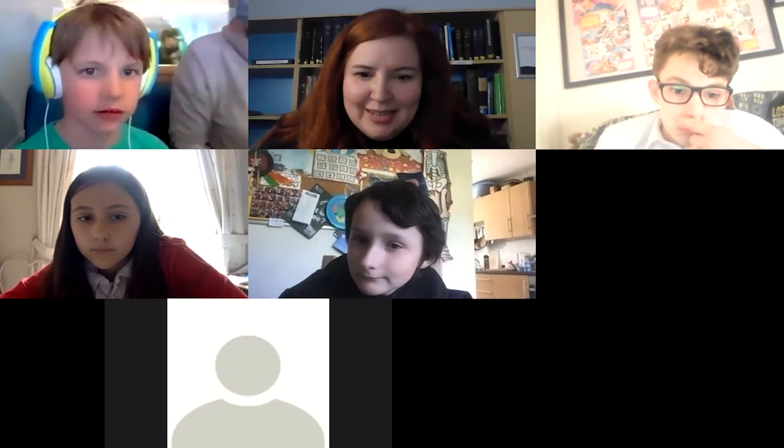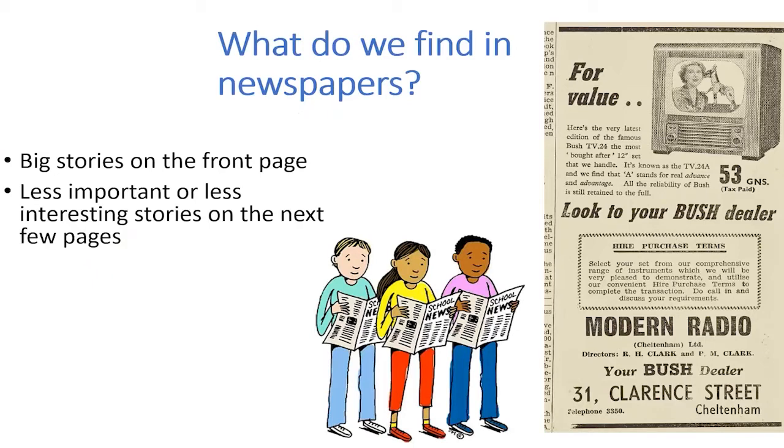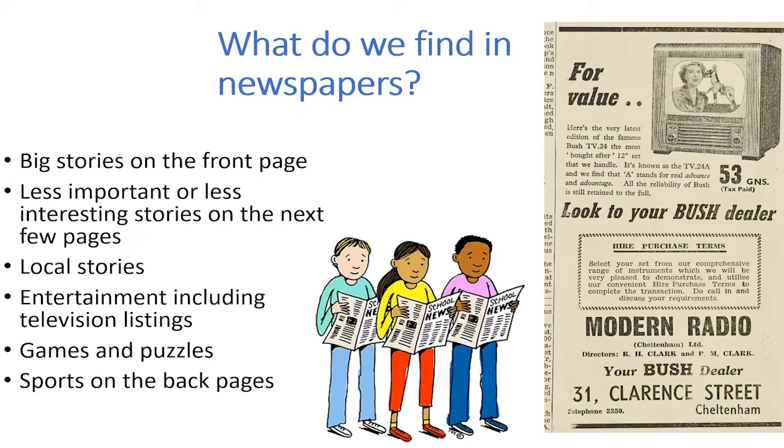We'll just go back to the presentation. Thank you for that. Okay, so what might we find in a newspaper? Well, we might find big stories on the front page. We might find less important or perhaps just less interesting stories on the next few pages. There might be local stories, especially if they're local newspapers, and entertainment, including television listings. We might find games and puzzles, sports normally on the back pages, and of course adverts, and we can see one there on the right.